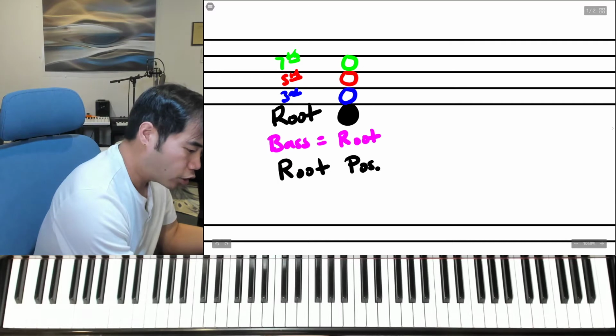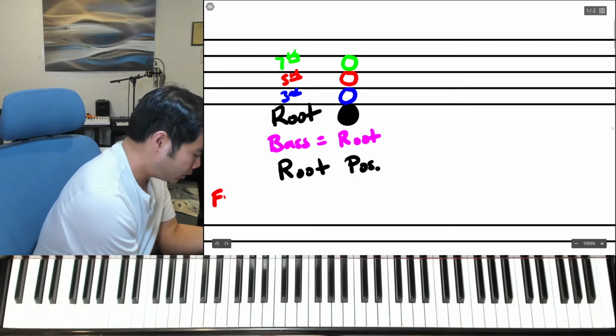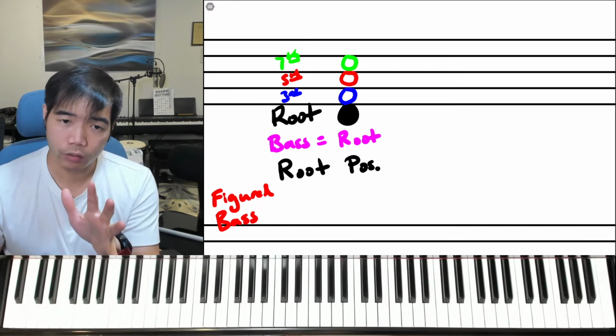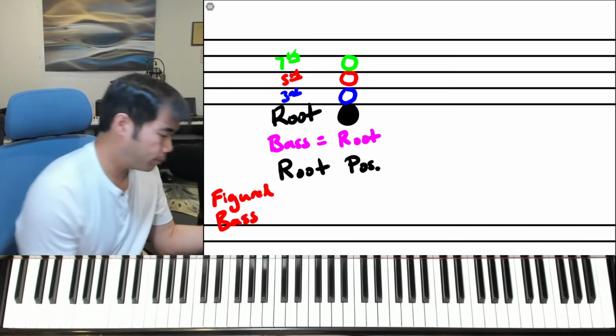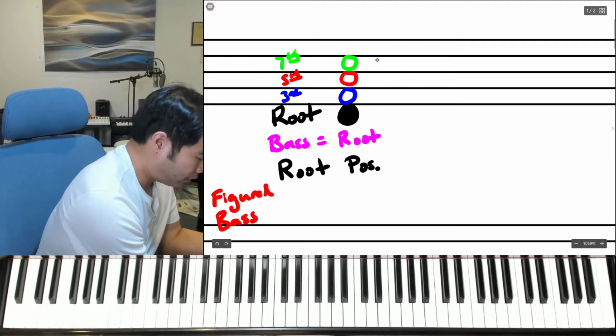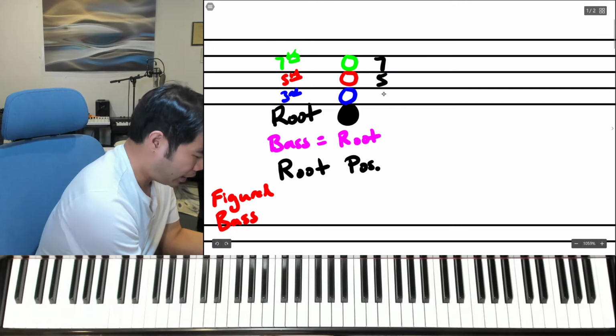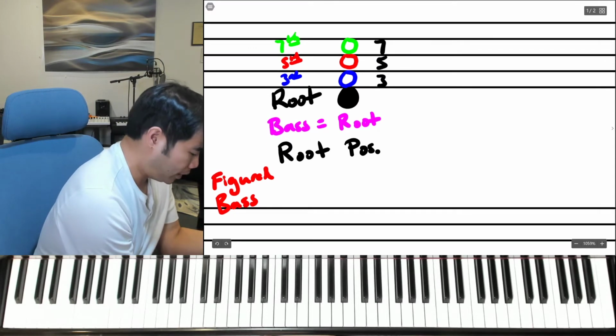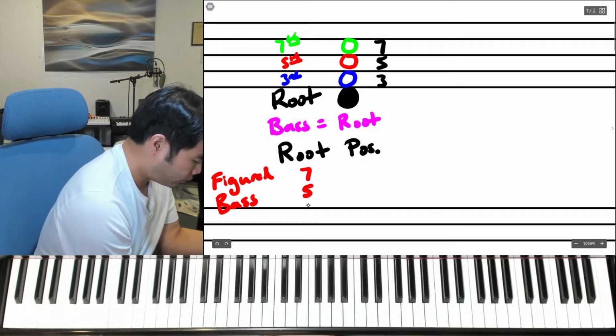And now let's determine the figured bass. Figured bass is simply a measurement of the intervals between the bass note, the lowest note, and the other notes of the chord. So if we compare the seventh to the root, well, that's obviously a seventh. The fifth to the root is a fifth. The third to the root is a third. So our figured bass symbol would be 7, 5, 3.